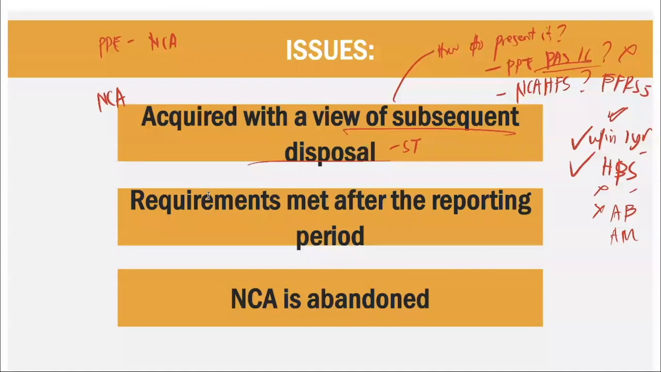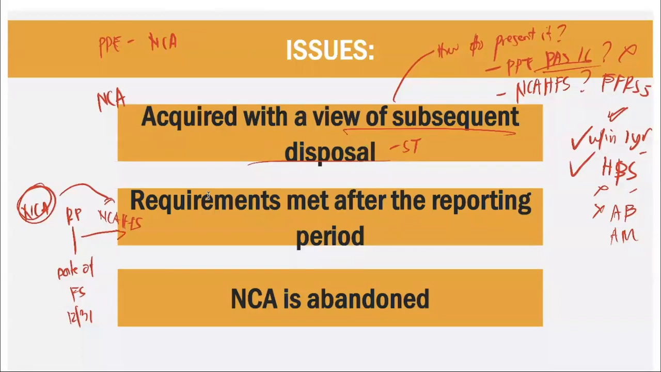Next issue: requirements met after the reporting period. So we have here a non-current asset. What is your reporting period again? That is the date of your financial statements. So let's say your date of financial statements is December 31. We have your non-current asset, and the requirements are met after the reporting period. So after the reporting period, it can already qualify as a non-current asset held for sale. So what is the treatment?